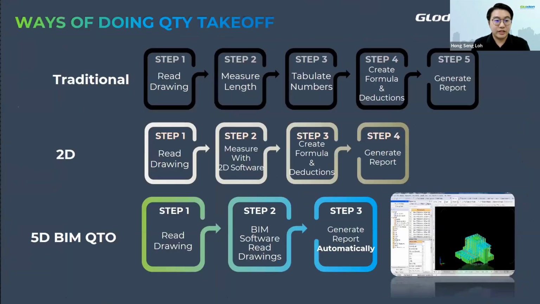So as we know, of the ways of doing quantity takeoff, we can see that the traditional method has step one to step five, so many steps. And sometimes when we make mistakes, we need to go back to step one. Then when it comes to 2D, it slowly reduces, one step fewer, from step one to step four. Then when it comes to 5D, you can see it's using only three steps and it's very convenient, easy to understand, easy to use.